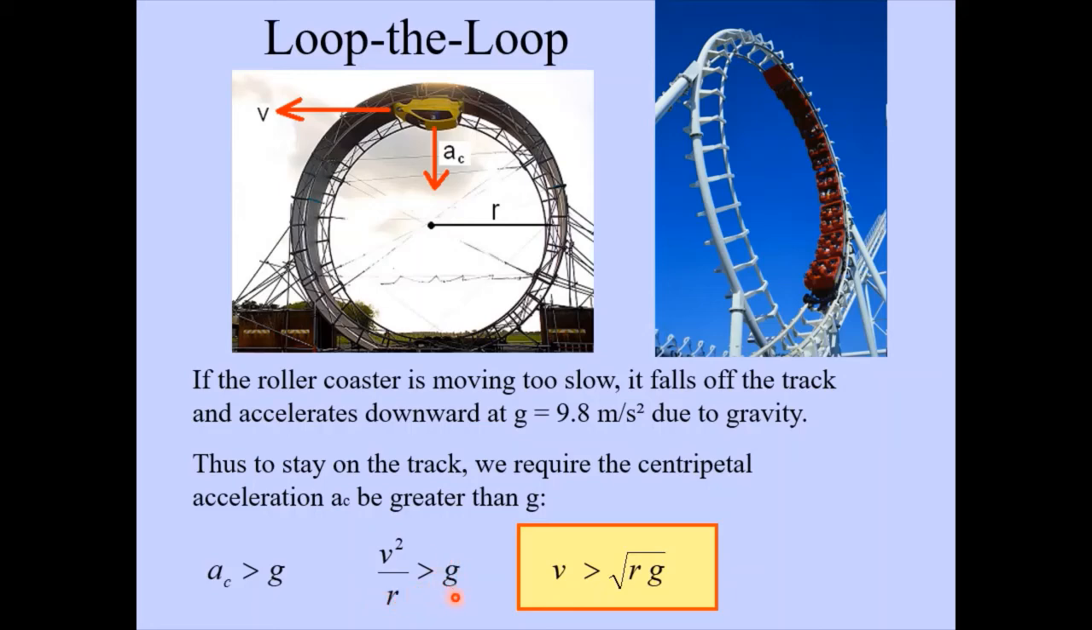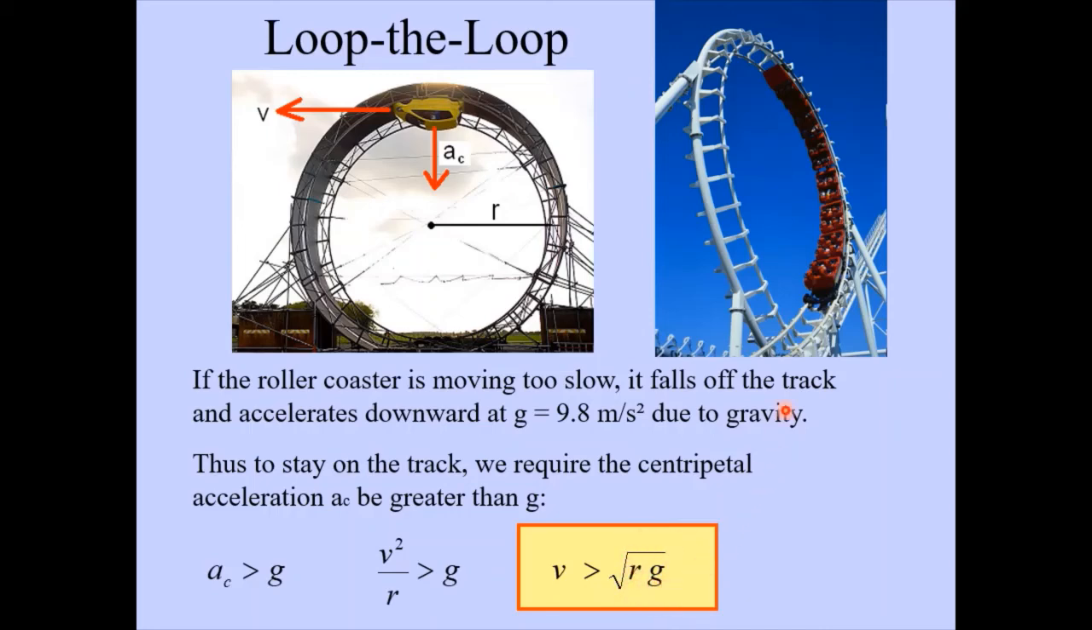So this is a simple task to solve for the velocity. We just multiply both sides by r to get rid of the r, so we get rg on the right side, and then we take the square root to get rid of the square. So as long as the velocity is greater than the square root of the radius times g, which is 9.8, the object will stay on the track. And interestingly, you don't even have to have a seatbelt on. Of course, you wouldn't want to do this, but you would not fall out of the roller coaster, even with no seatbelt, as long as your speed was greater than the square root of r times g.